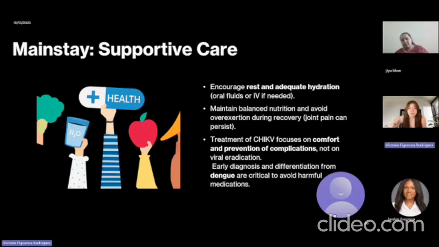Some people will experience less appetite, so it is highly necessary to let them know the importance of eating well while the chikungunya is present.